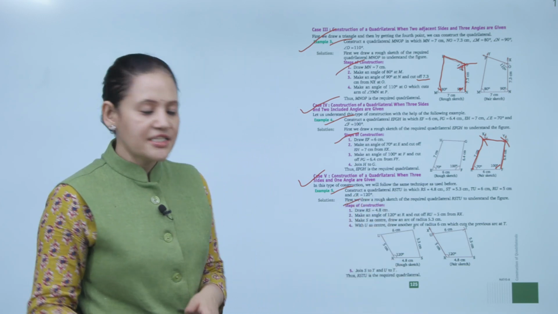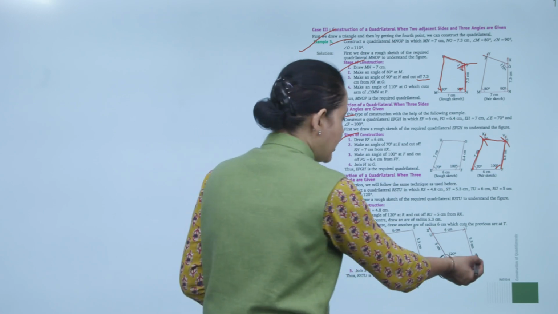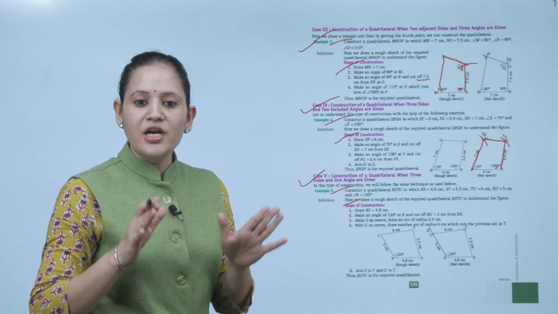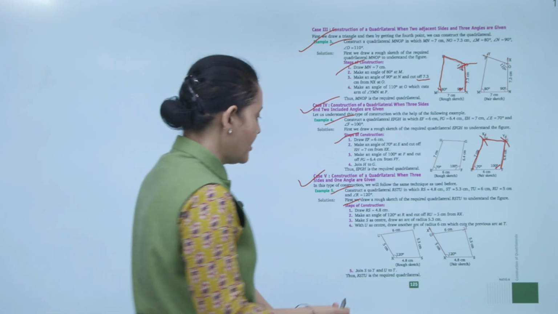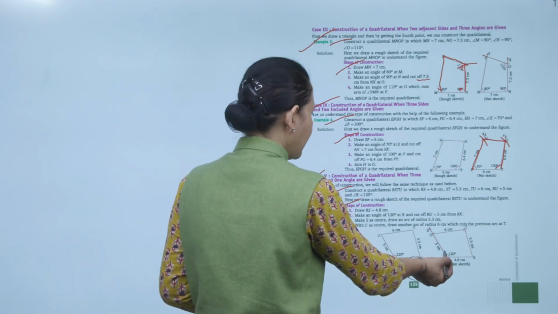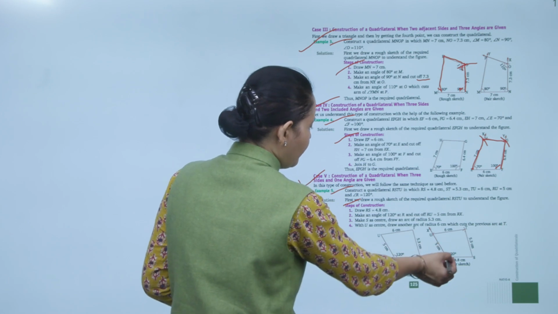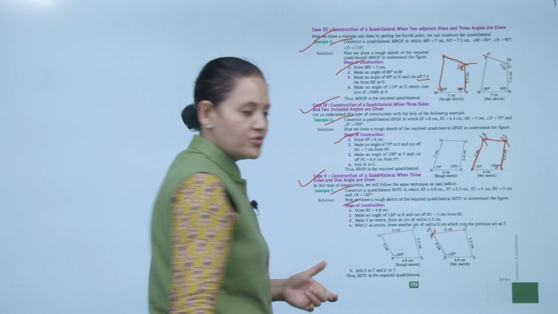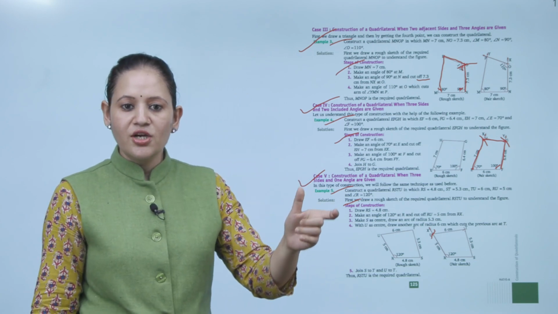First we'll draw RS, 4.8 cm. Now we'll make an angle of 120 degrees at R. At R we will make an angle of 120 degrees and take R as a center and make an arc of 5 cm. Where it intersects, that is point U.